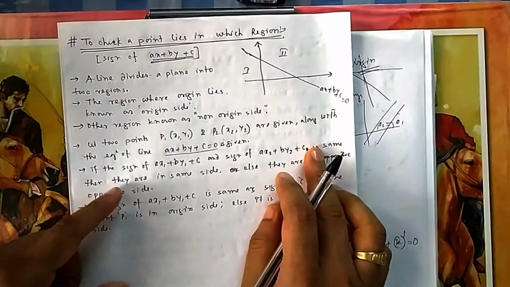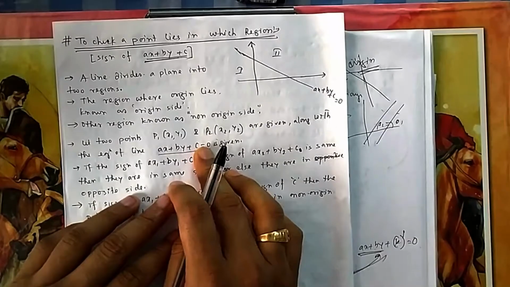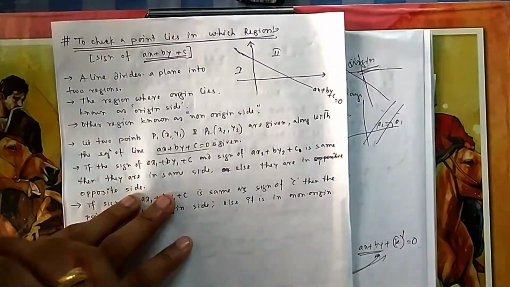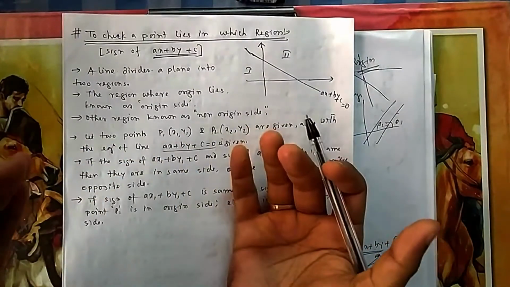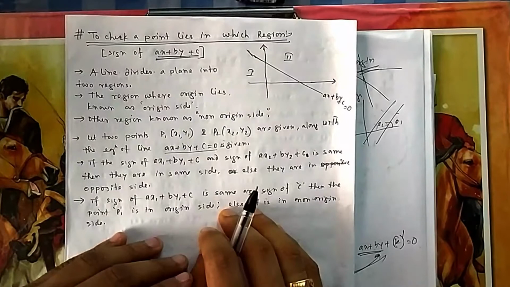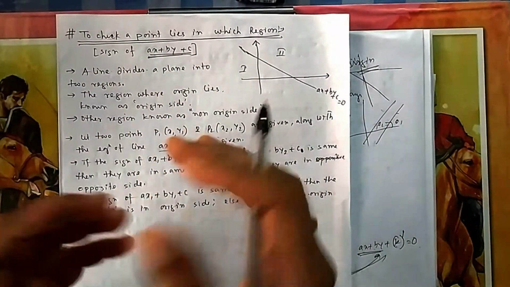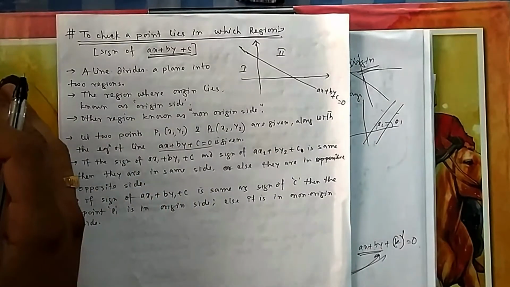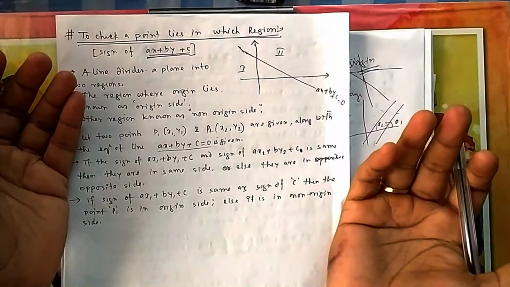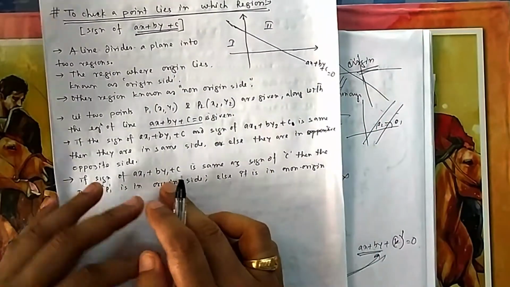If both give the same sign, that is, both give positive or both give negative, then both are on the same side. If one gives positive and one gives negative, then they are on different sides. Which side, you don't know yet; you will think about that later. So if both are positive, they are on the same side; if both are negative, also the same side; if one is positive and one negative, they are on opposite sides. Now, which side it is, you check with the origin.